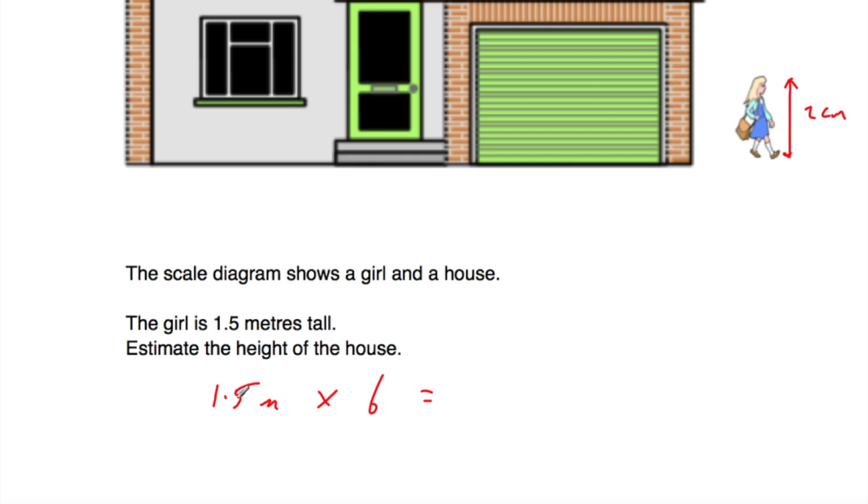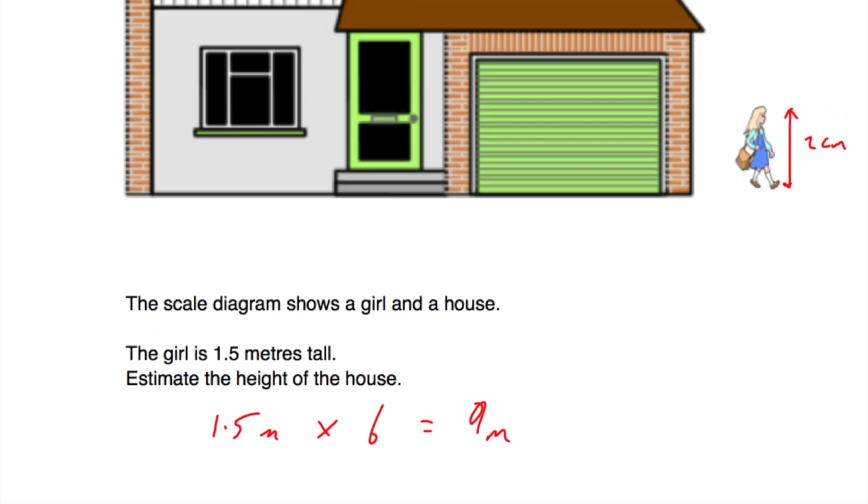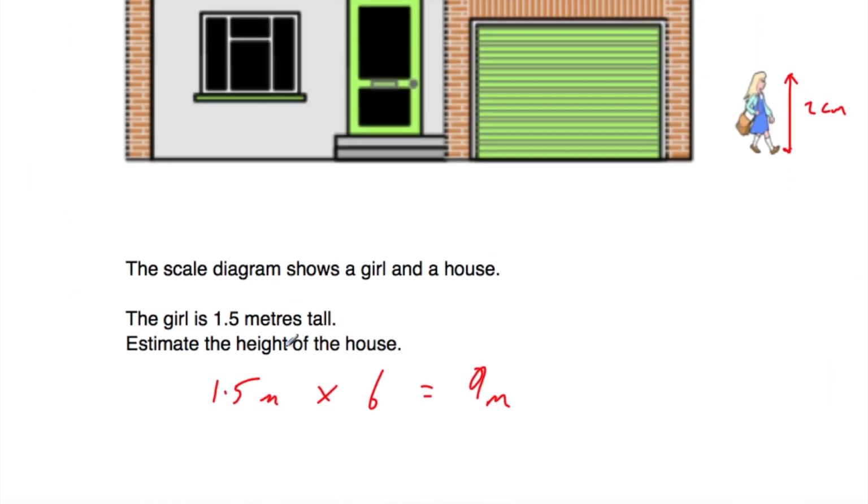So if you double it, that's equal to 3 meters, and then times that by 3 would be equal to 9 meters. Or you could just do 1.5 times 6 in your calculator, and you get 9. So our estimate for the height of the house is 9 meters.